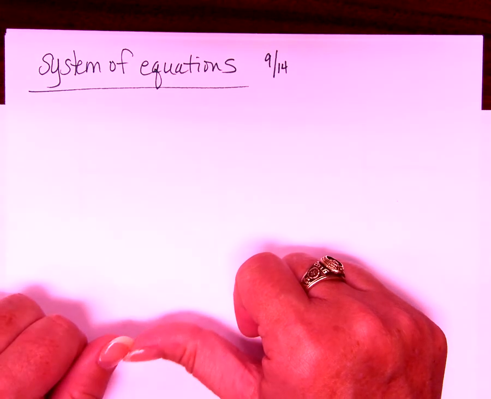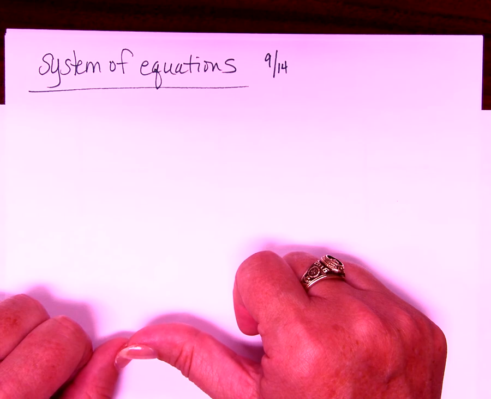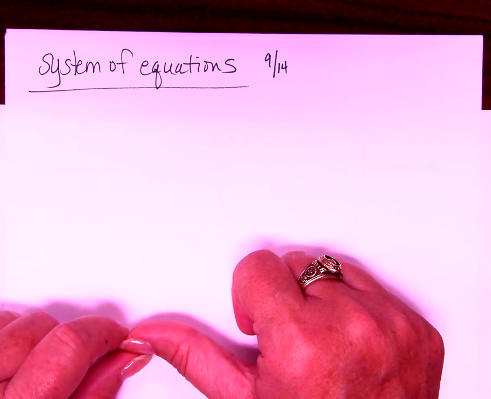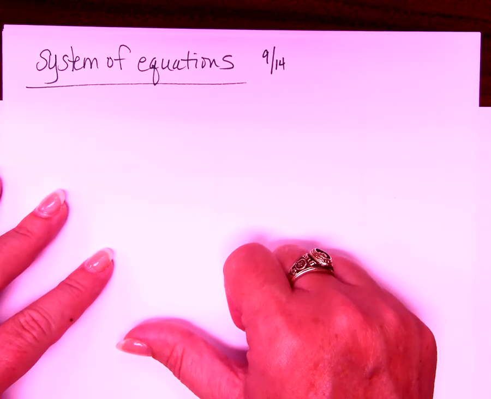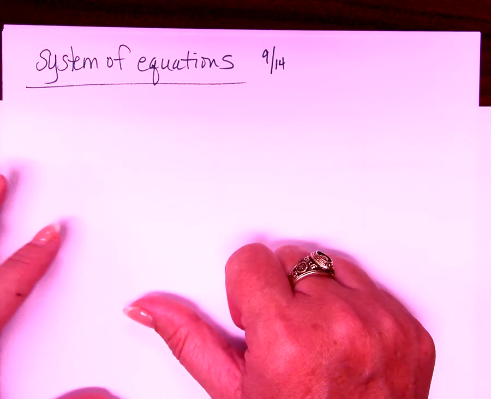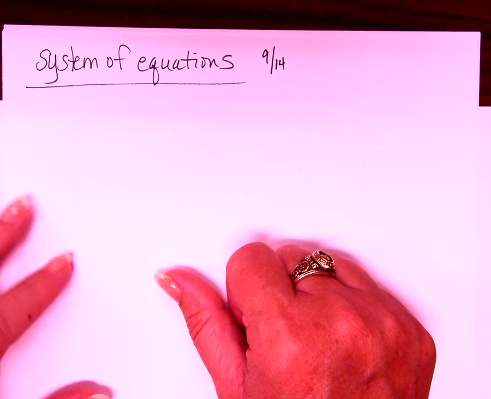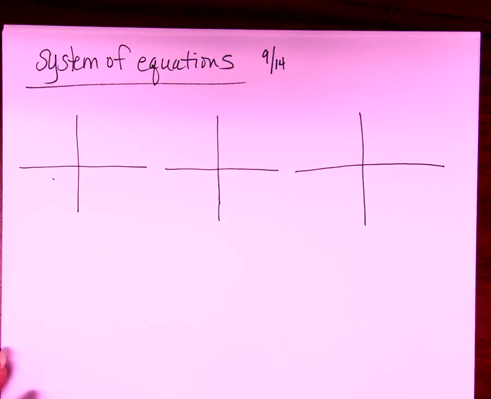Where is the solution to a system of equations? So if I'm graphing the two equations, the solution is where they cross. That's exactly right. Okay? The solution is where they cross. So we need to talk about what that can look like, because it can look like different things.